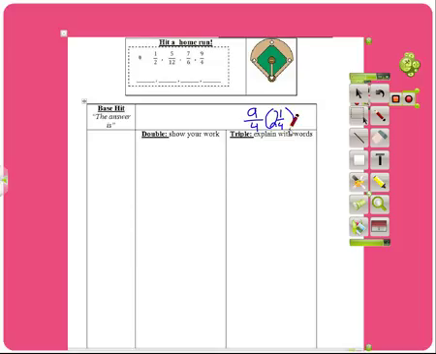What's the smallest one? The smallest one I'd have to say is 5/12 because the denominator is the biggest. Right, and for this to be half, what would this have to be? 6/12. Okay, so we know that 5/12 is the smallest.